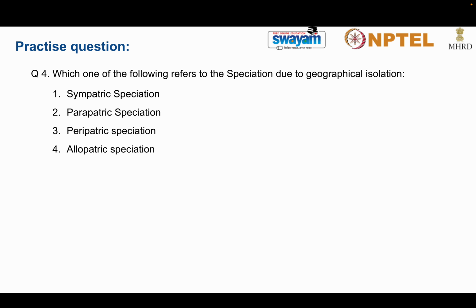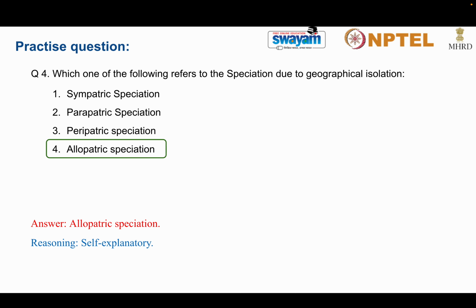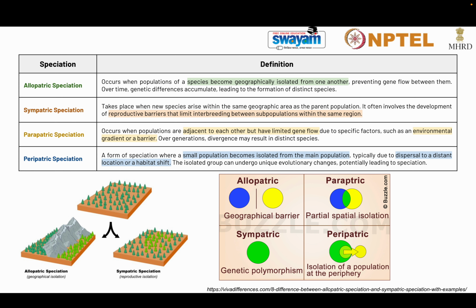Okay, now let's see what is the correct option. So option 4 is the correct one, which is allopatric speciation. So the speciation which occurs due to geographical isolation is allopatric. Now I'll give you the idea regarding all the other speciation events and how they arise.